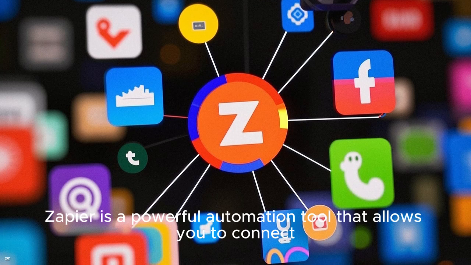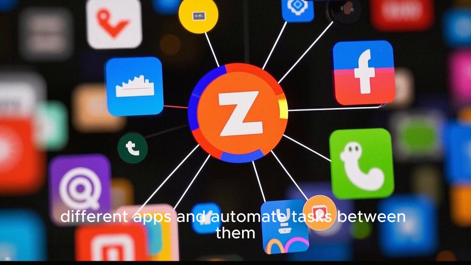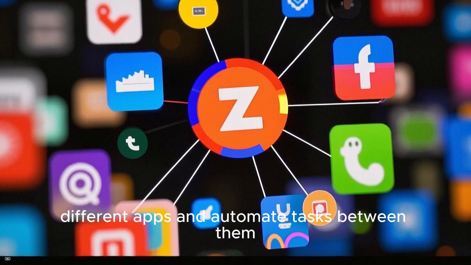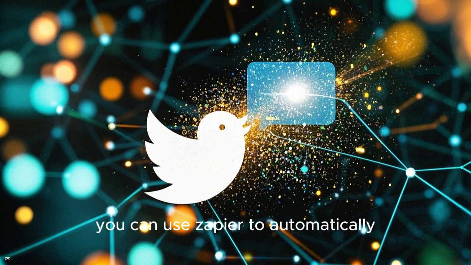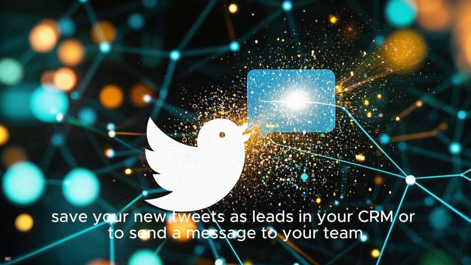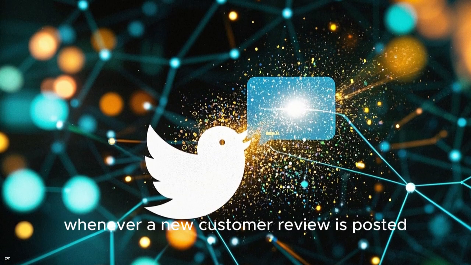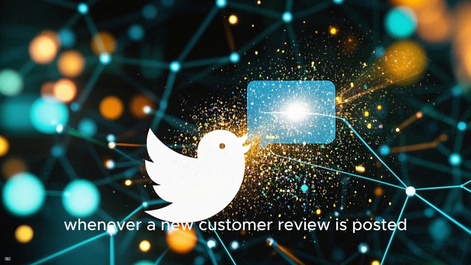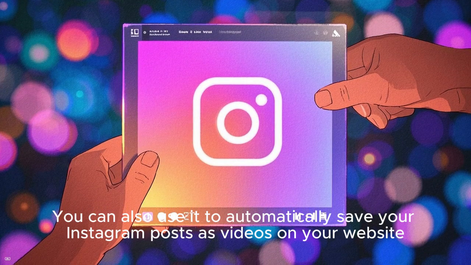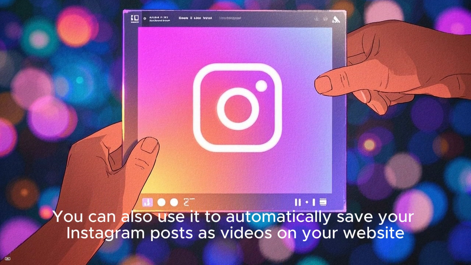Zapier. Zapier is a powerful automation tool that allows you to connect different apps and automate tasks between them. For example, you can use Zapier to automatically save your new tweets as leads in your CRM or to send a message to your team whenever a new customer review is posted. You can also use it to automatically save your Instagram posts as videos on your website.